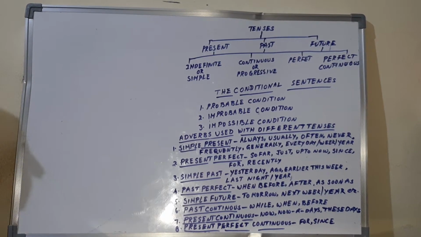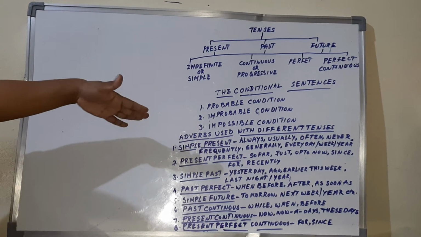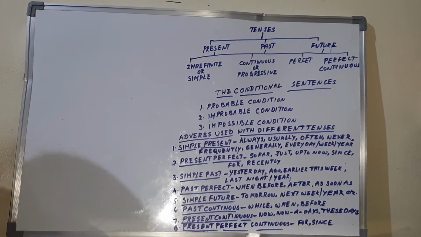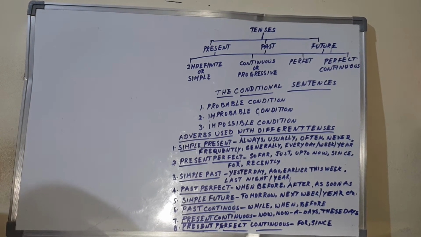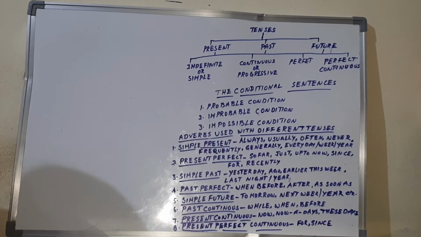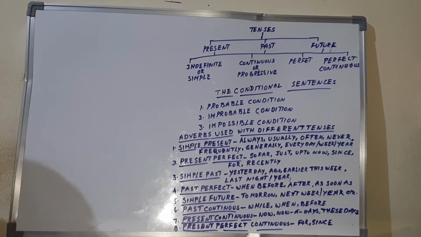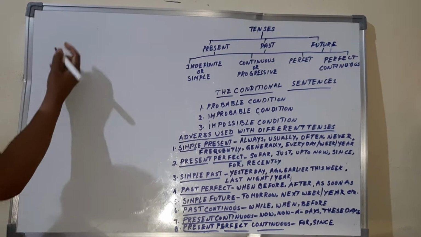Here, simple present tense is also known as indefinite present tense, and continuous tense is also known as progressive tense. Now we will discuss them one by one. First, I want to discuss simple present tense.